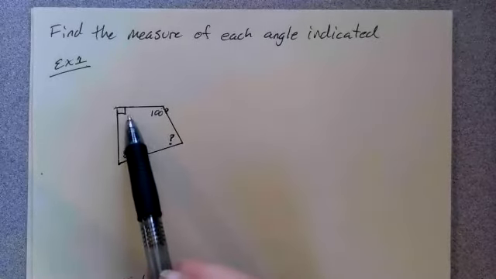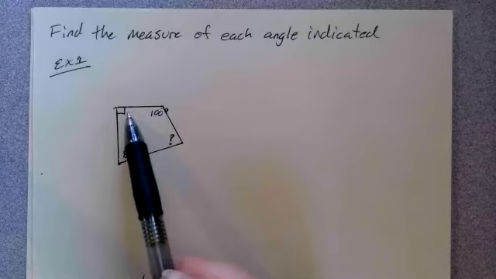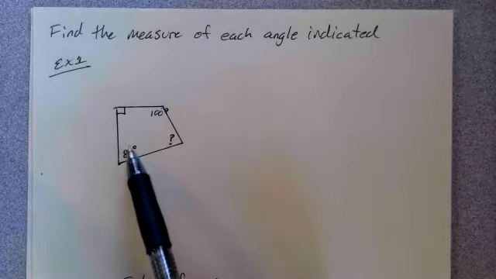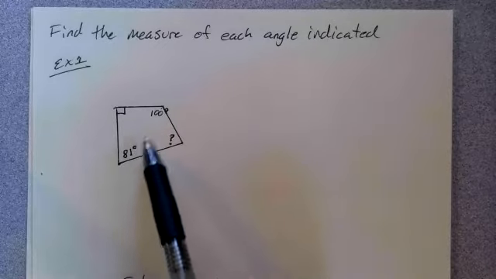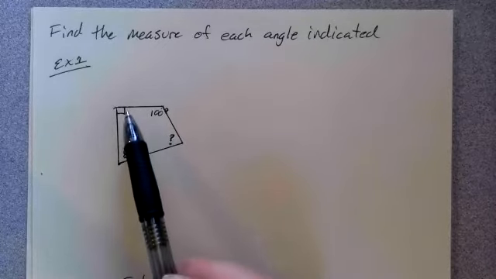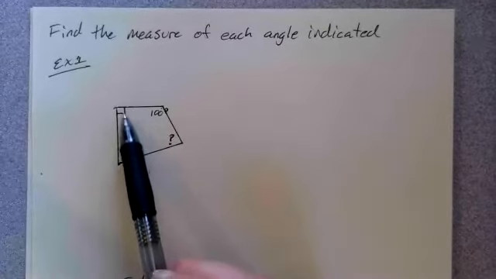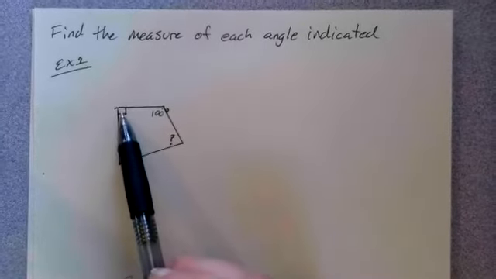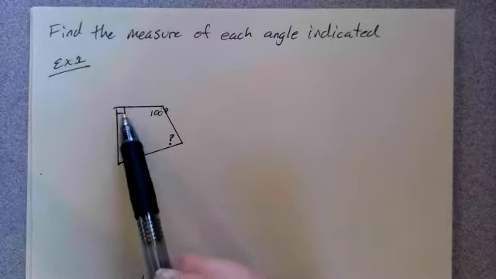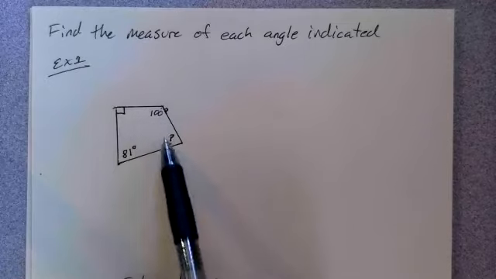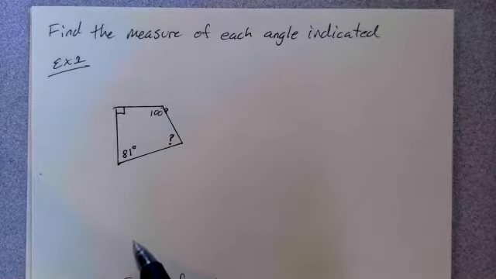So we have 1, 2, 3, 4 angles, and we know that all four of these angles have to add up to 360 degrees, right? So what does that notch mean again? Oh, that's the right angle. So that's going to be 90 degrees. So if we add up all four of these, the total is going to equal 360 degrees.